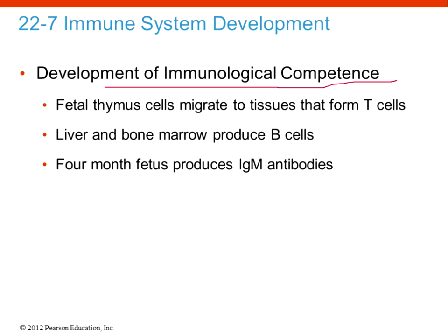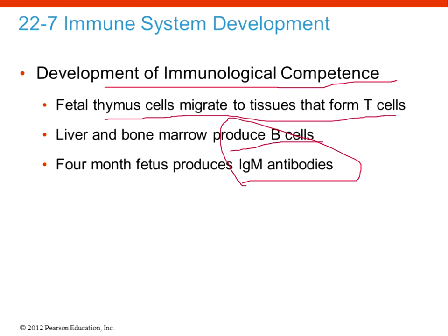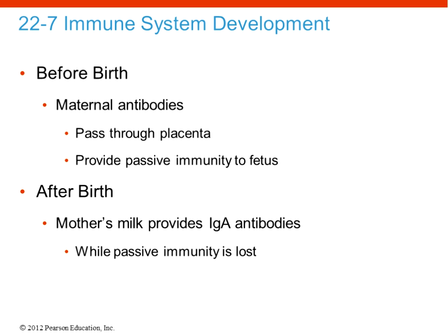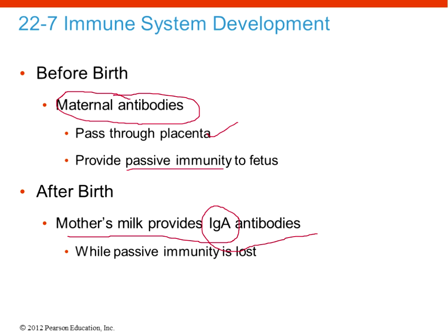And so the development of this immunological competence comes from the thymus, as we talked about, the bone marrow for the B cells, and then IgM antibodies. Okay? Before birth, again, as we talked about previously, maternal antibodies can pass through the placenta and provide what we call passive immunity to the fetus. After birth, we know that the mother's milk can provide IgA antibodies, right? And so that's when you lose that passive immunity.